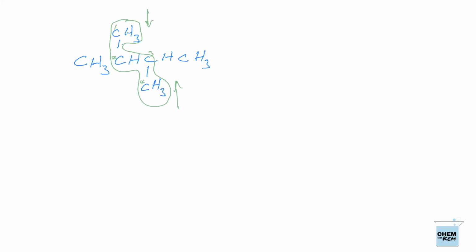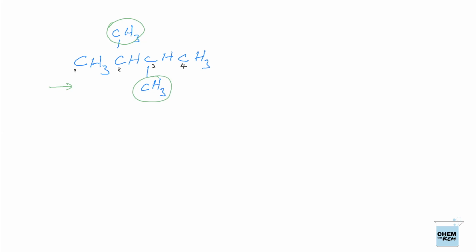So let's number. All right. So this is 1, 2, 3, 4. Or 1, 2, 3, 4. On carbon 2, we have a methyl group. And on carbon 3, we also have a methyl group. So the groups present are methyl. We have to state their location, even when they're the same group.